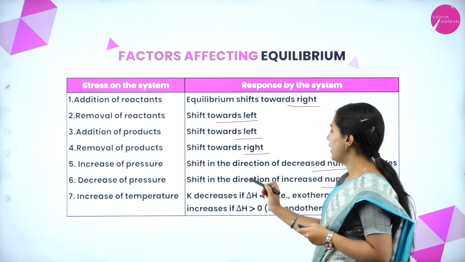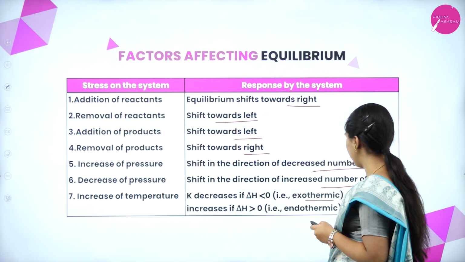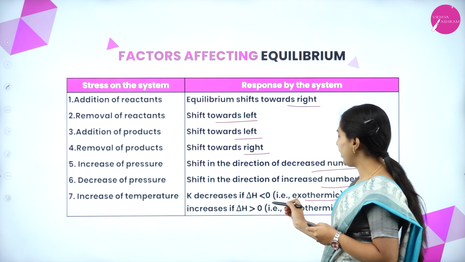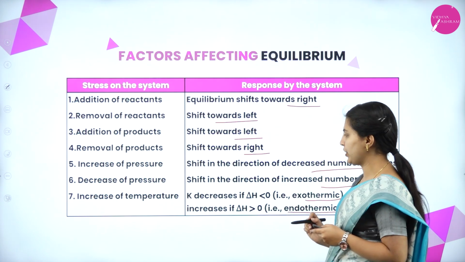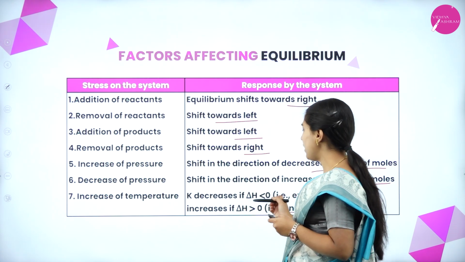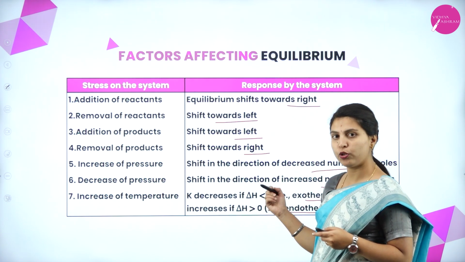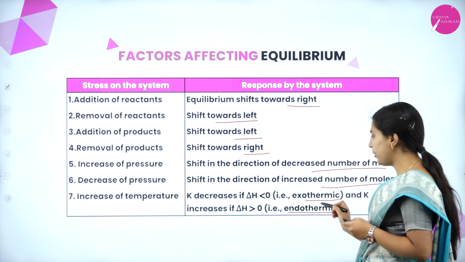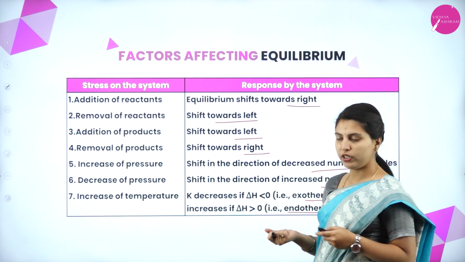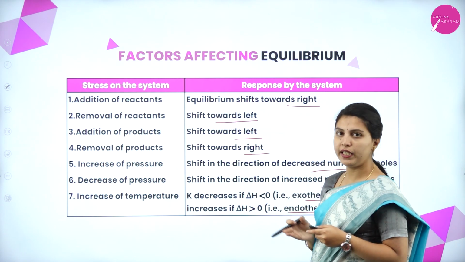Increase of temperature: K decreases if delta H is less than 0, that is an exothermic reaction, and K increases if delta H, that is enthalpy, is greater than 0, that is an endothermic reaction. When change in enthalpy is more than 0, it is endothermic, and when it is less than 0, it is exothermic. You know what endothermic and exothermic reactions are. These are the stresses on the system and the response by the system.